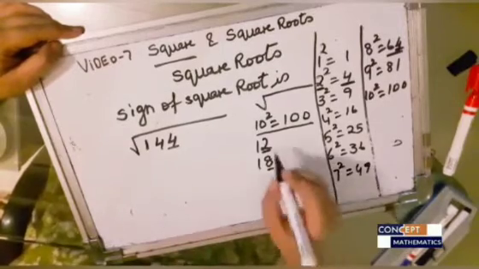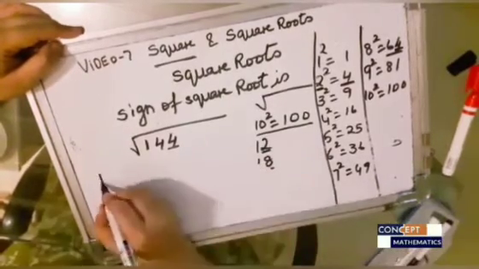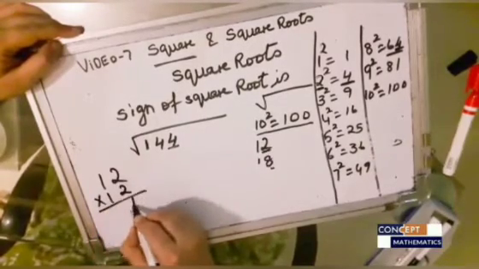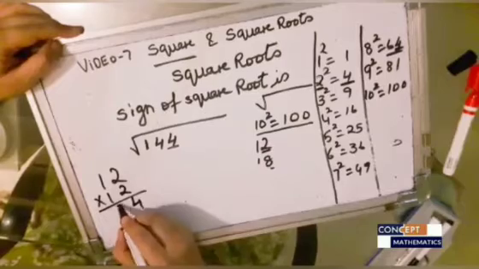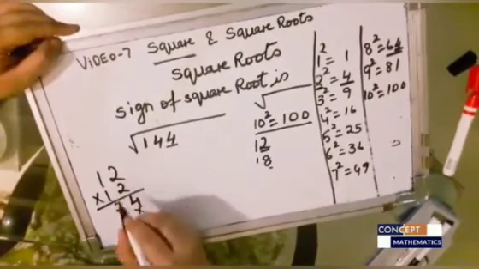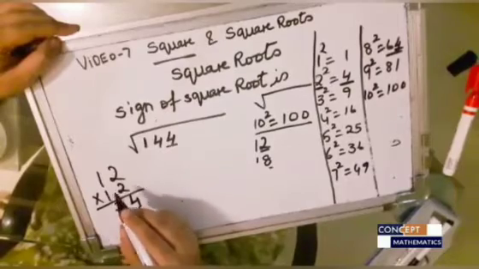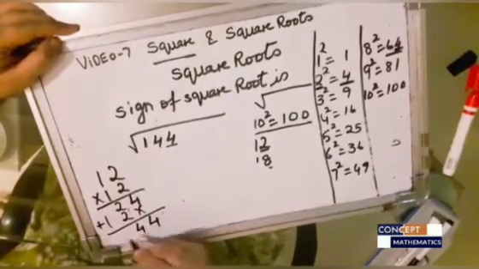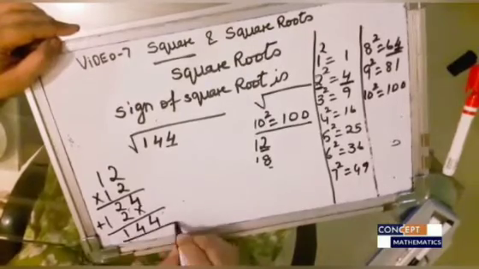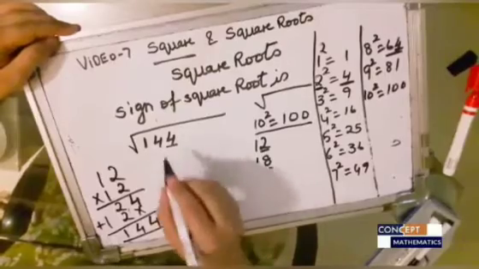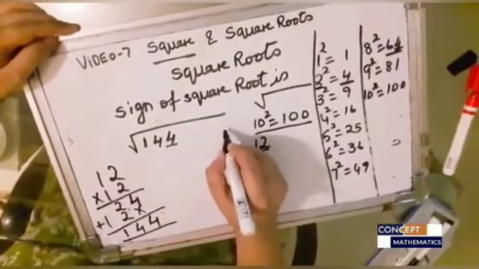So now we will try first with 12. So this is 12 into 12. 2 into 2 is 4. 1 two is 2. You have to keep this place blank. 1 two is 2 and 1 one is 1. So 4, 2 plus 2 is again 4, and 144. So the square root of 144 is 12.